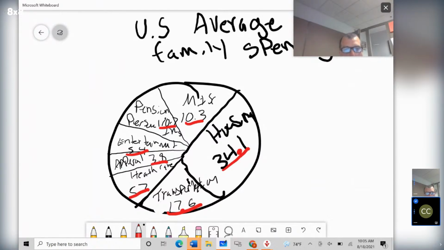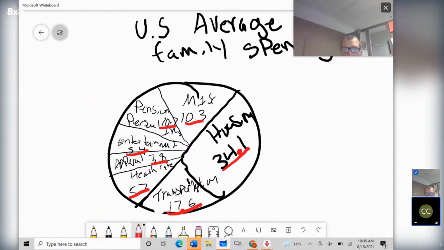10.7% goes to your pension or insurance. So that's about 1/10 of your money that people put towards retirement or insurance. And the last category is 10.3%, which is just miscellaneous. That can be anything that's not covered in those other categories.